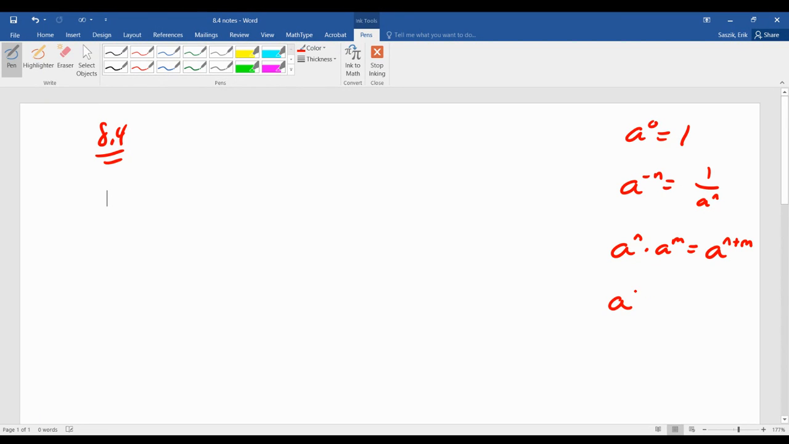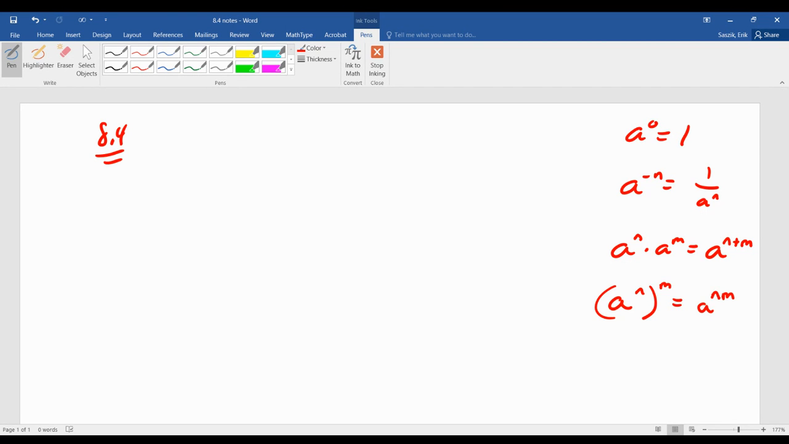We are now going to add a different rule. This is called power to a power. So a to the n, and then the whole thing's raised to another power. You keep the base the same, and you multiply the exponent. So that's a to the nm.